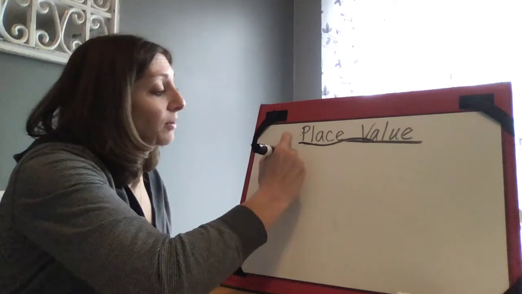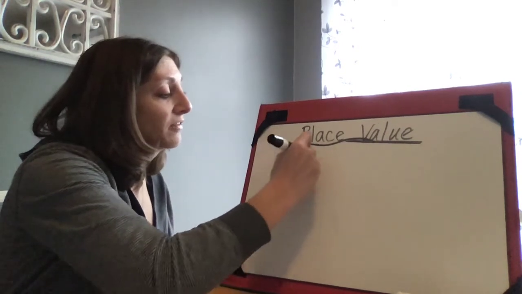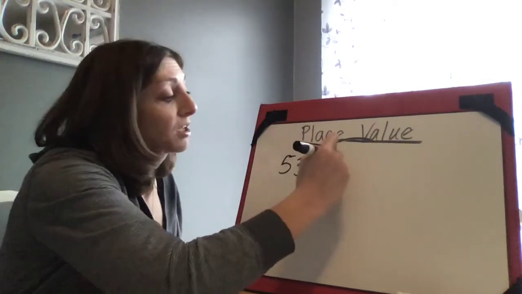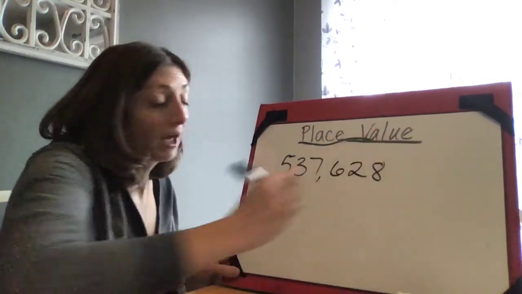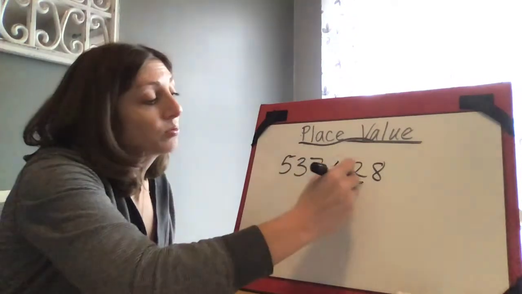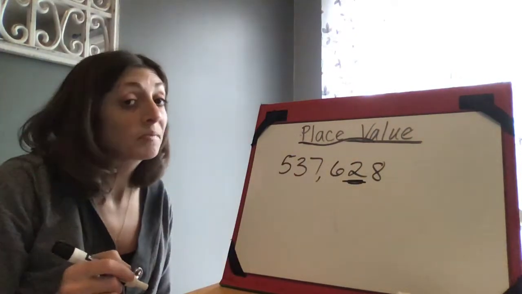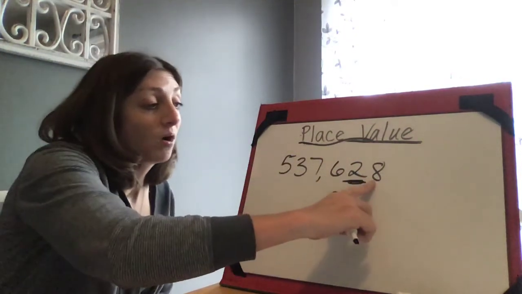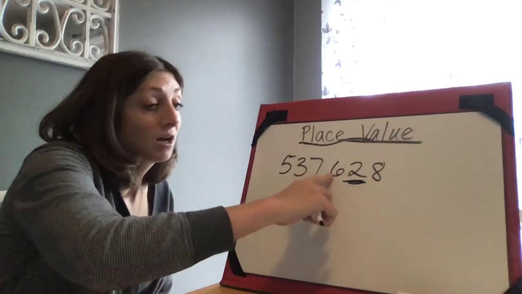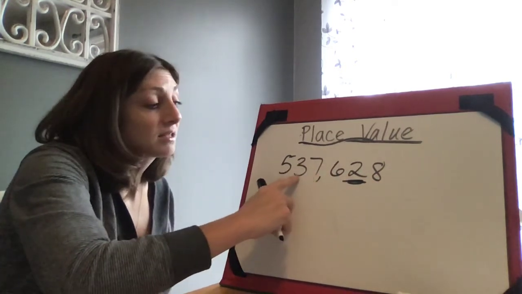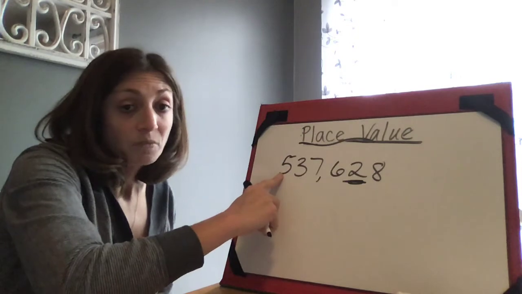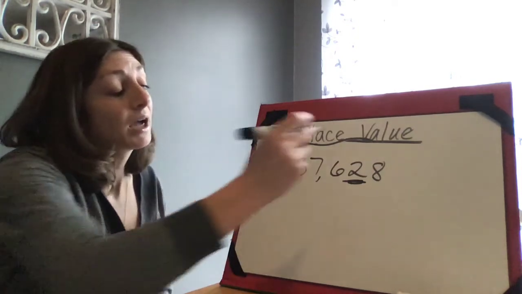So let's do this number, 537,628. Okay? And I want us to round to this place. So let's remember, let's do our place value again. We have 1s, 10s, hundreds, thousands, 10,000s, 100,000s. Okay? So let's keep that in mind.